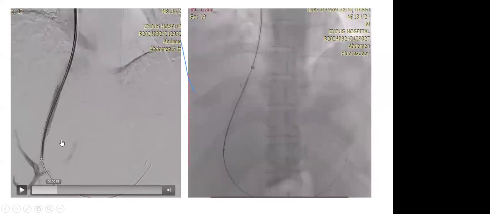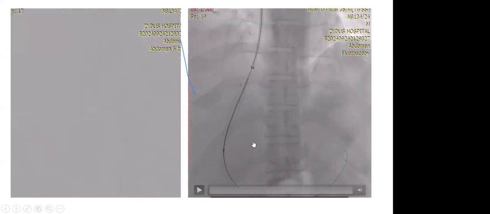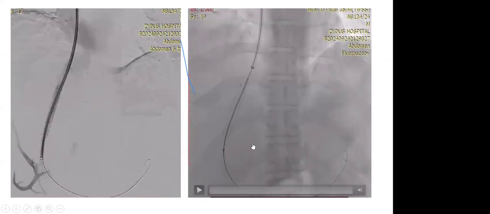Here I put a covered stent up to this length only, but this is the branch portal vein, and there is no parenchymal tract here. So should I extend this covered stent up to this area, the main portal vein? Because here the diameter is around 10 mm, but this diameter is around 6-7 mm. So it will remain like that only.